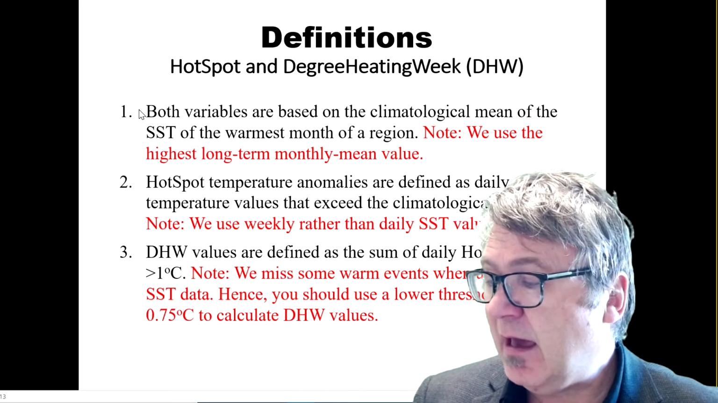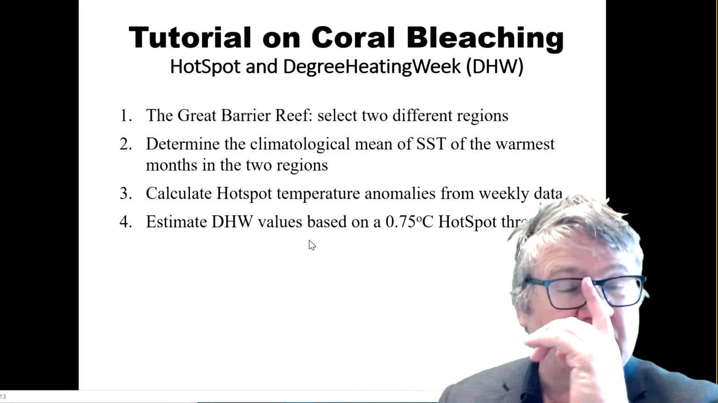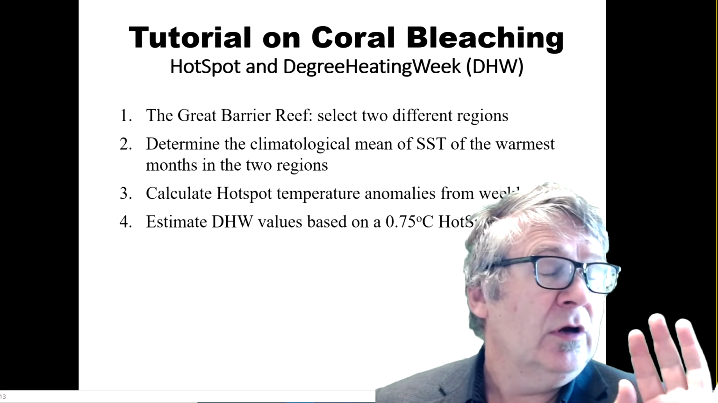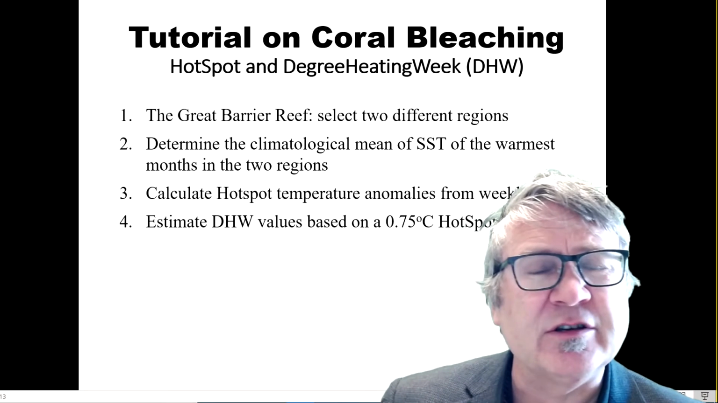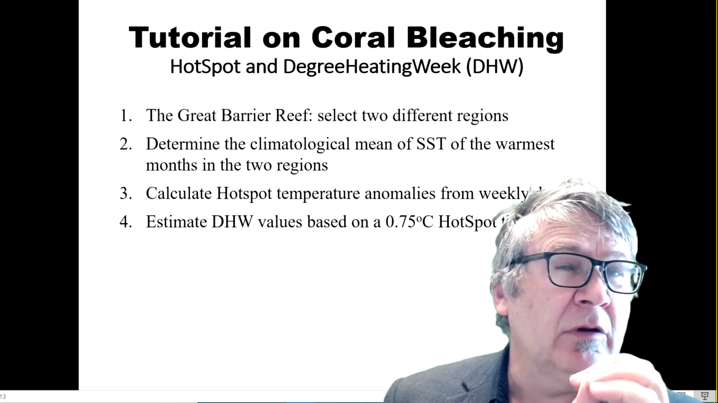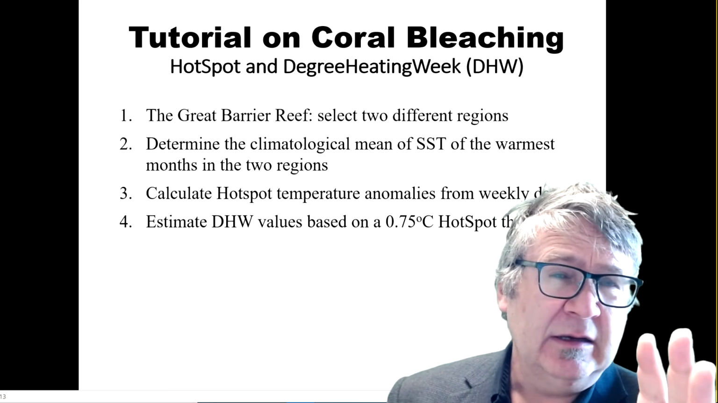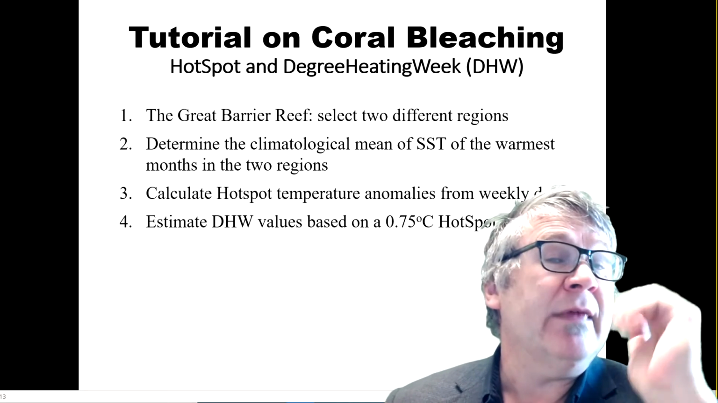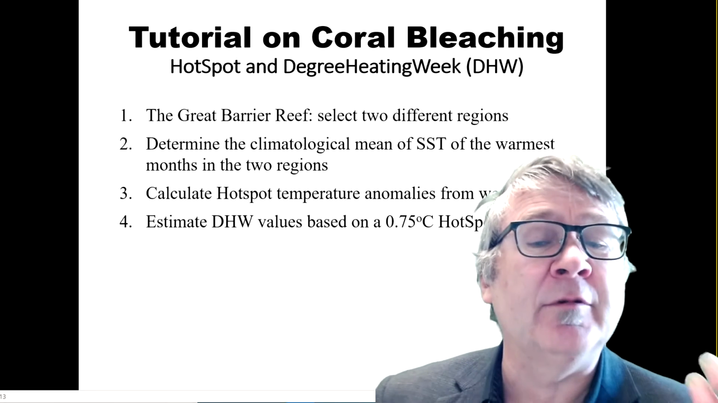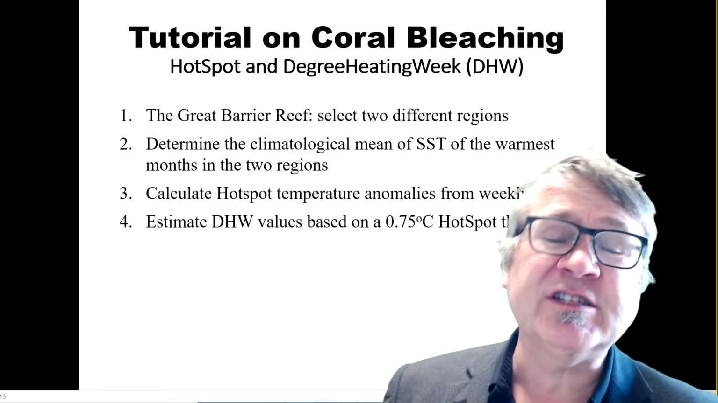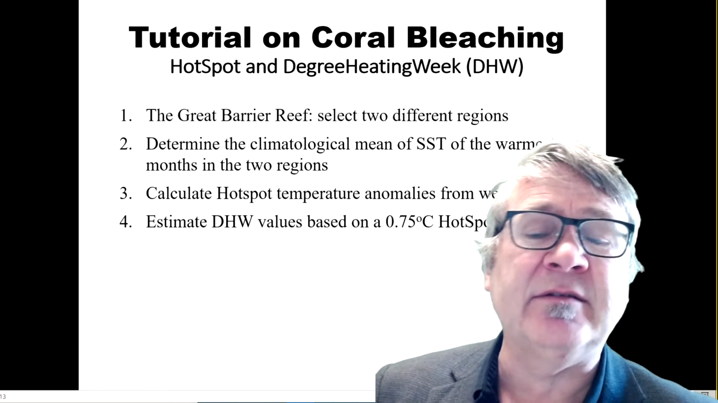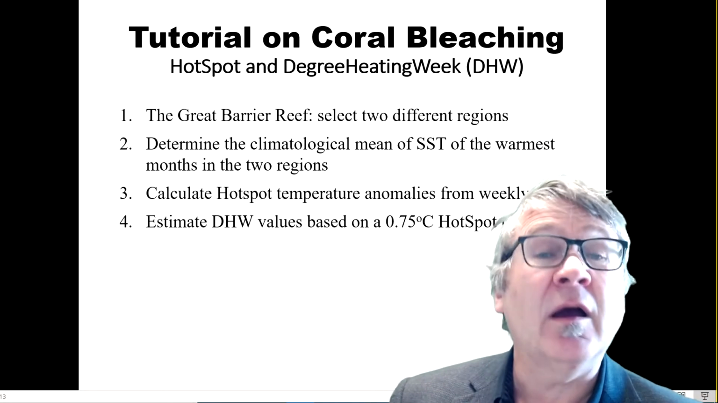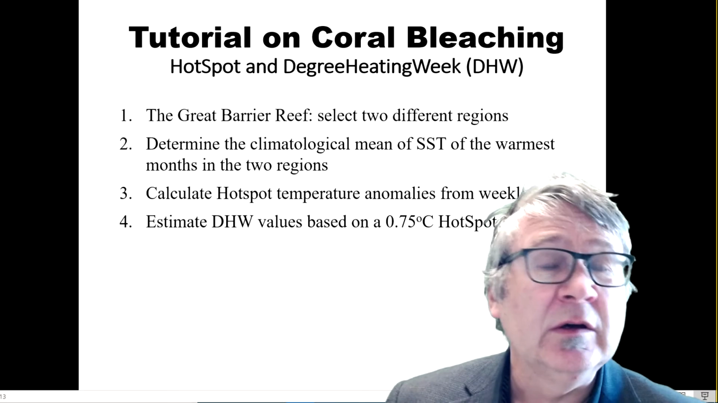All right, so let's have a look at what we do now. First of all, we look at the Great Barrier Reef temperature distributions, and how do you select two different regions? It looks tricky initially, but you have to make a decision. Which regions do you choose? And then come the other 3 steps. How do you work out the climatological mean? How do you calculate hotspot temperature anomalies? And how do you now estimate degree heating week values? So let's start. Let's have a look.